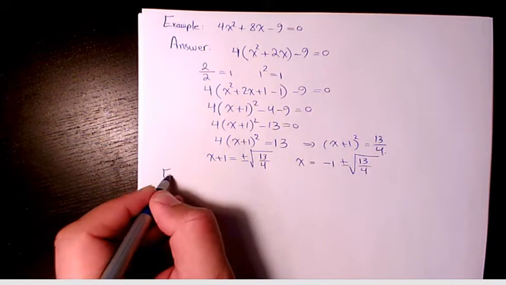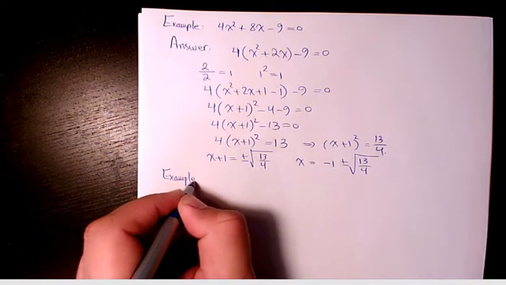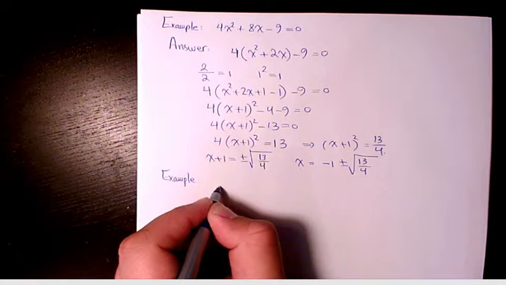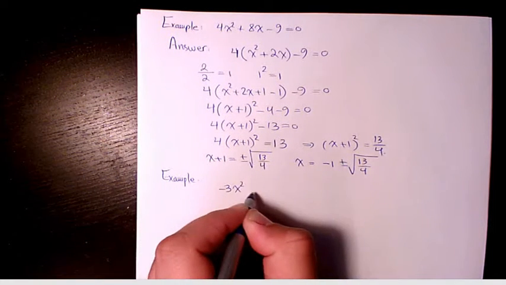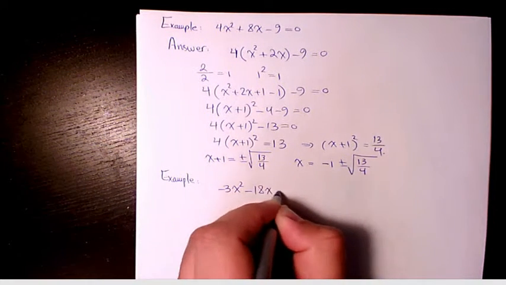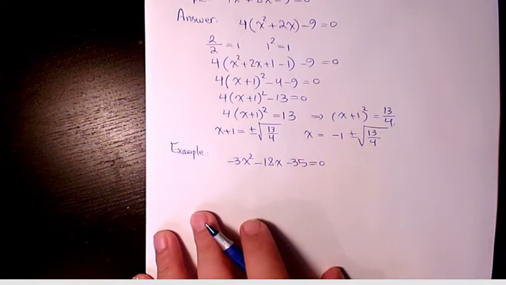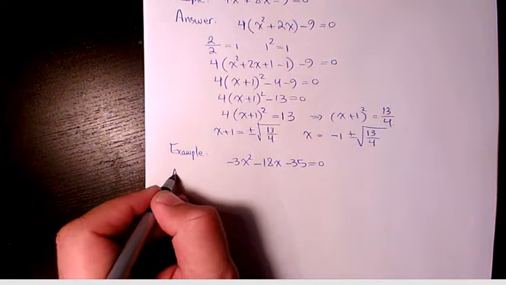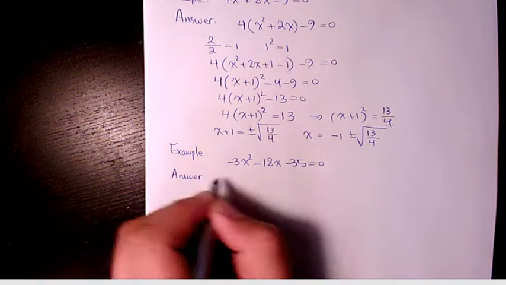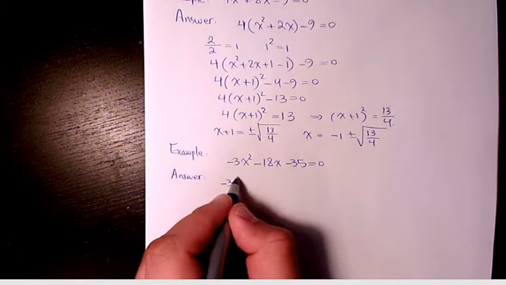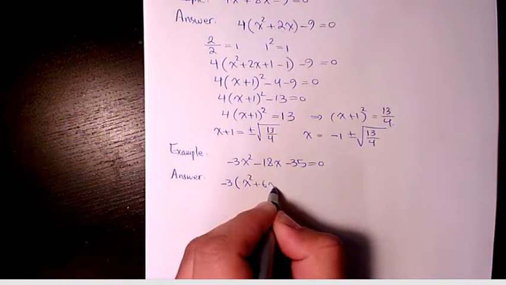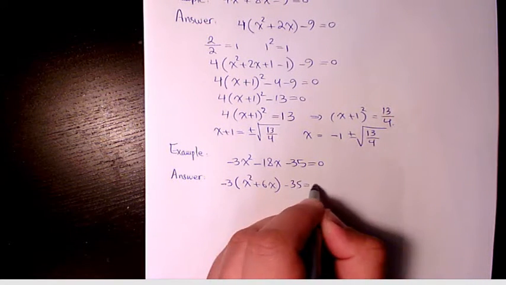Next example will be negative 3x squared minus 18x minus 35 equals 0. The answer will be: factor the first two terms. It's going to be x squared plus 6x minus 35 equals 0.